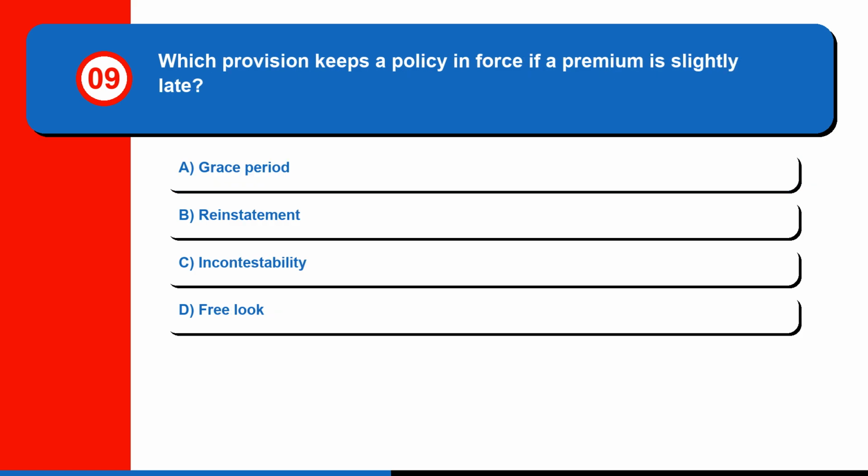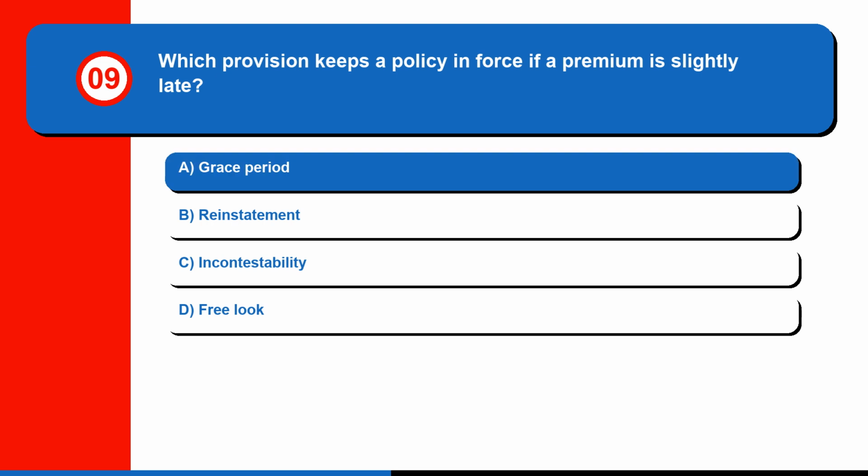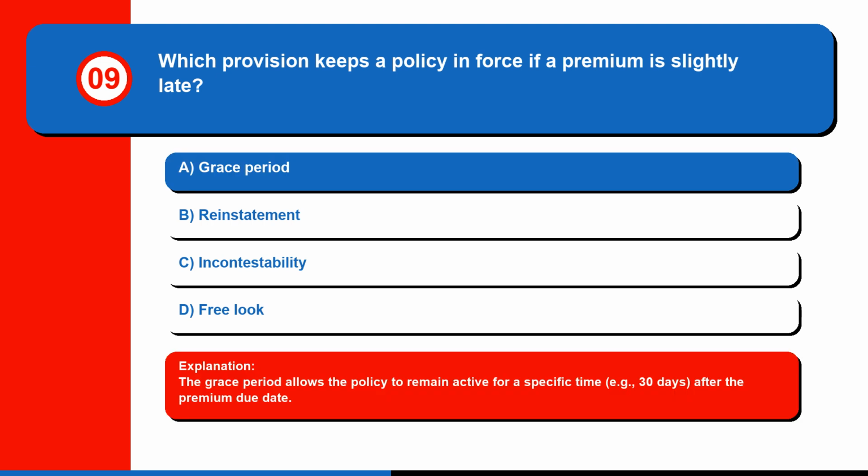Question 9. Which provision keeps a policy in force if a premium is slightly late? A. Grace period. B. Reinstatement. C. Incontestability. Or D. Free look. The correct answer is A. Grace period. The grace period allows the policy to remain active for a specific time, for example 30 days, after the premium due date.